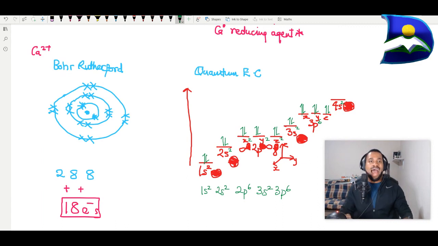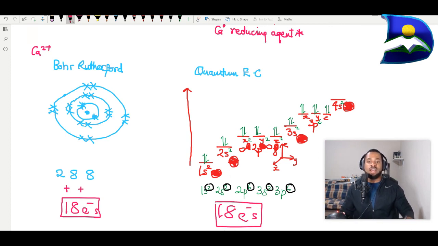So therefore, adding the superscripts after the orbital orientation here, we are going to be adding 2 plus 2, 4, plus 6, 10, plus 2, 12, plus 6, 18. So we have 18 electrons as well. So it means that both systems actually work in determining the number of electrons in a specific ion, in this particular case calcium 2 plus.